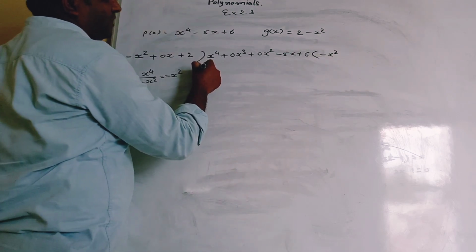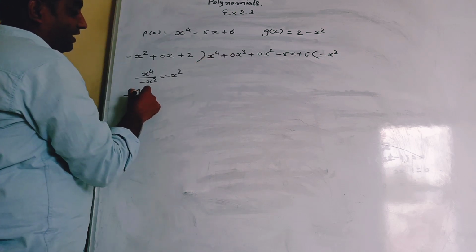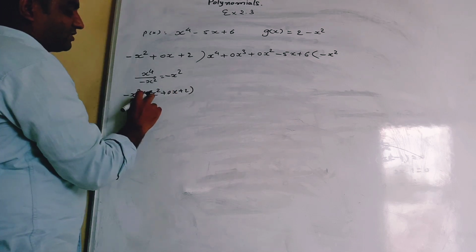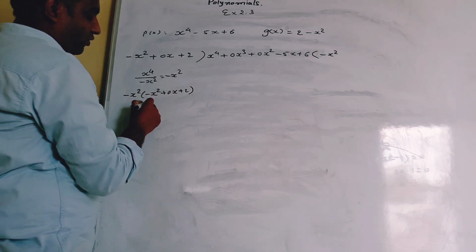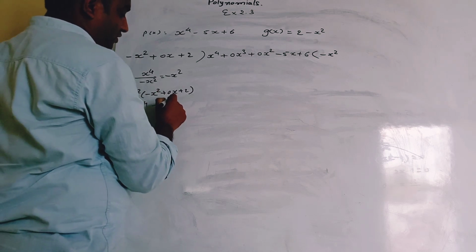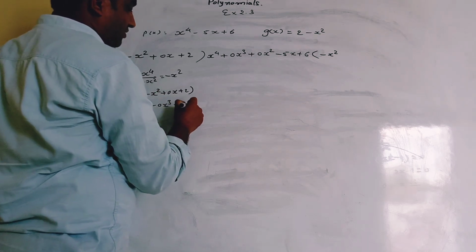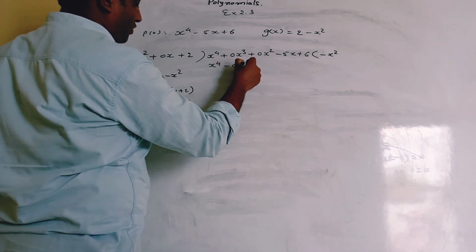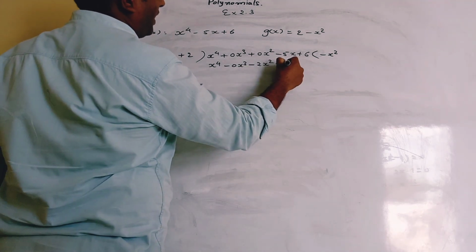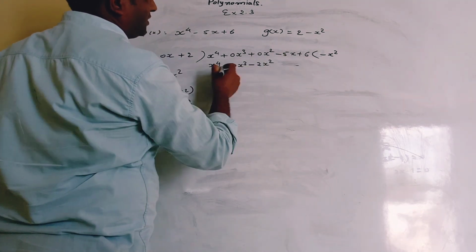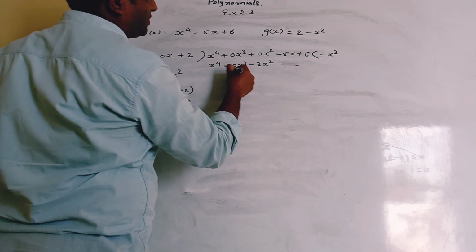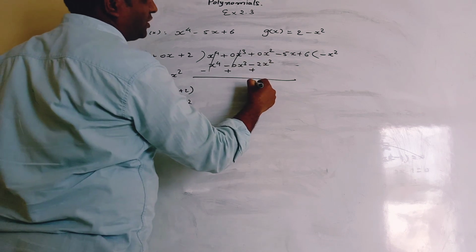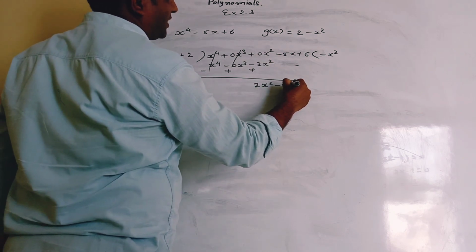Here we multiply minus x square with the divisor polynomial minus x square plus 0x plus 2. Minus x square into minus x square gives plus x raised to 4, then minus 0x cube, then minus 2x square, and so we have x raised to 4 minus 0x cube minus 2x square. We change the sign, so it cancels, and we get plus 2x square minus 5x plus 6.